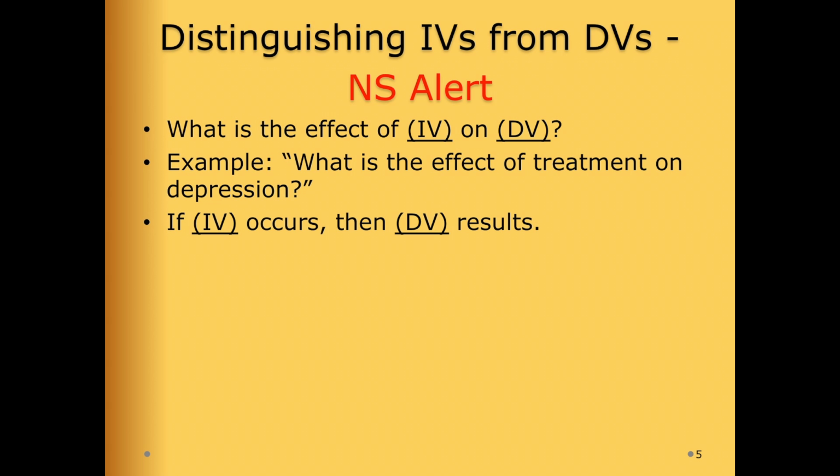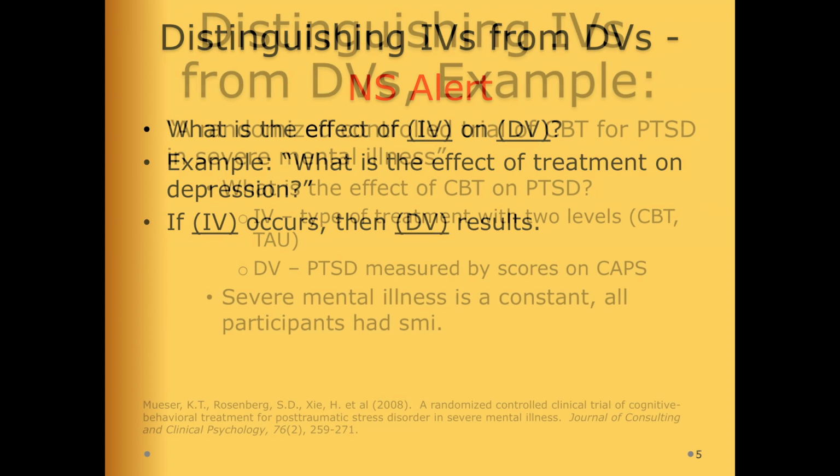An alternative way to distinguish between the independent and dependent variable in the study is to rephrase the study or the title of the study in the following form: If blank occurs or varies, then blank results or varies. Again, the first blank is the independent variable and the second blank is the dependent variable.